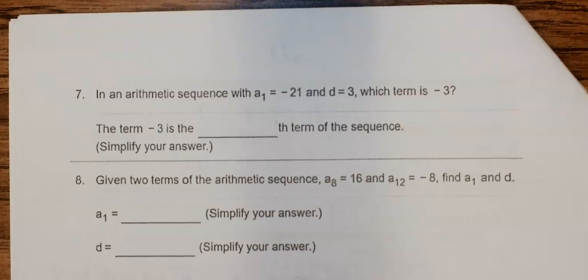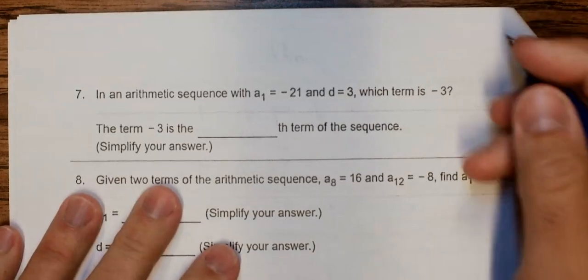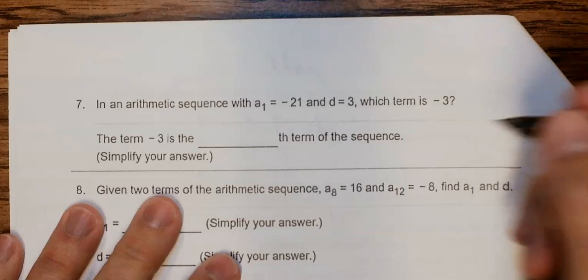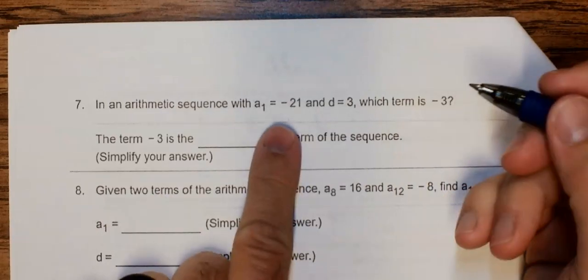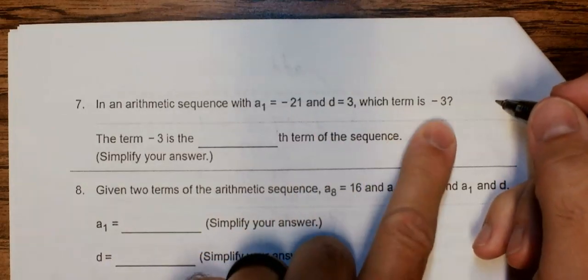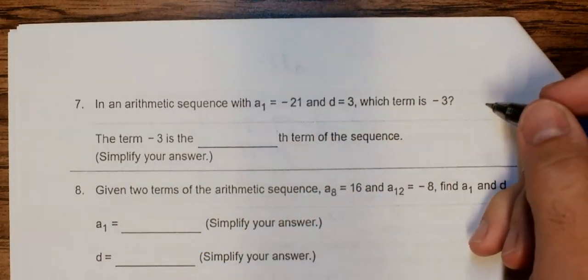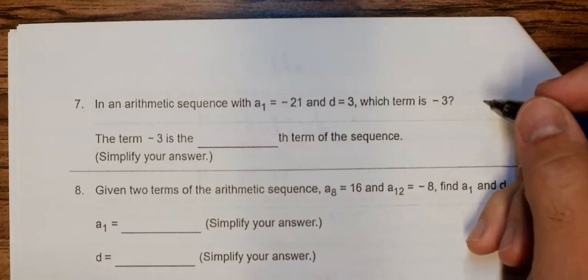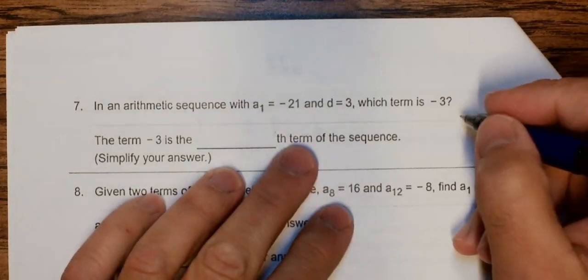Question 7. In an arithmetic sequence, we start with a term of -21, and the common difference is 3. They want to know which term is -3. I mean, is it the 10th term, the 20th term, the 50th term? That's what they want to know.